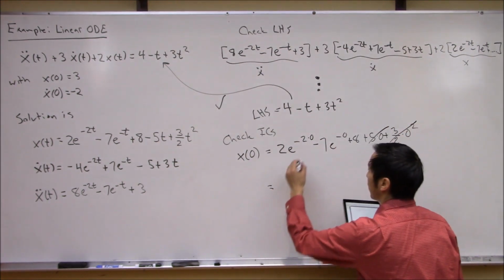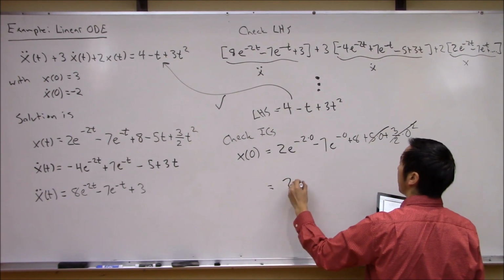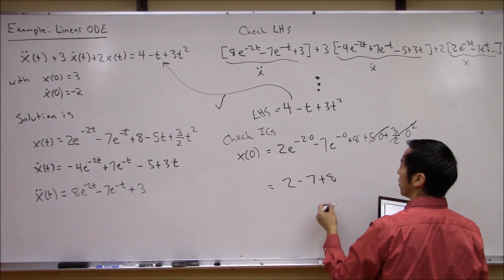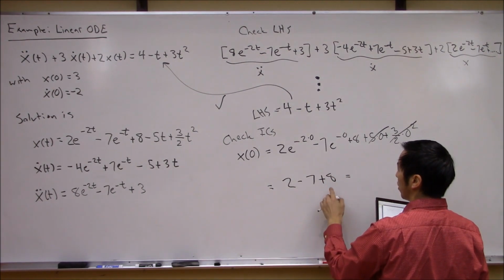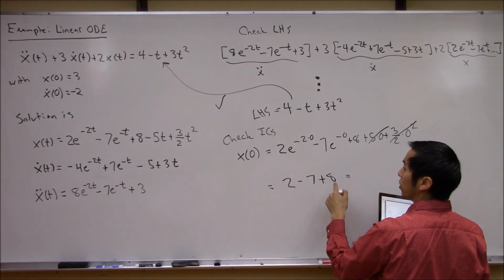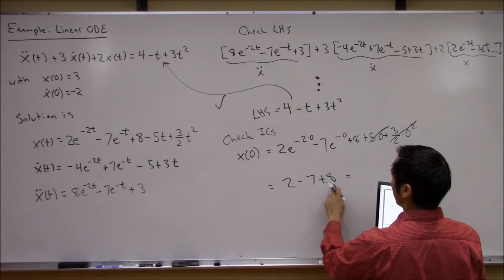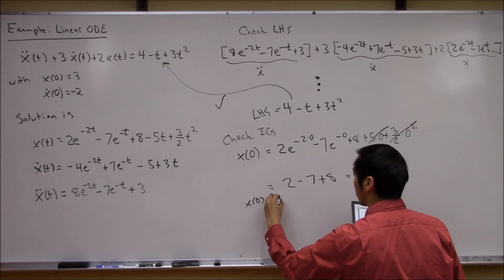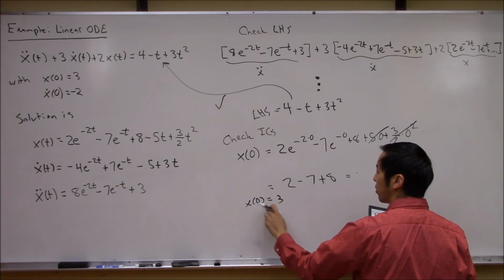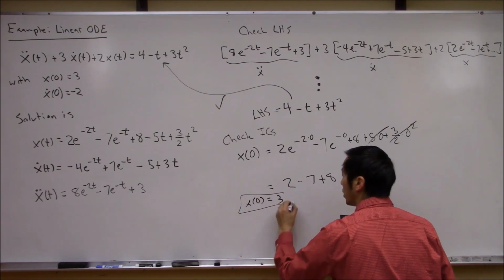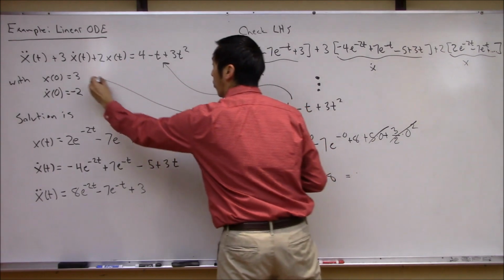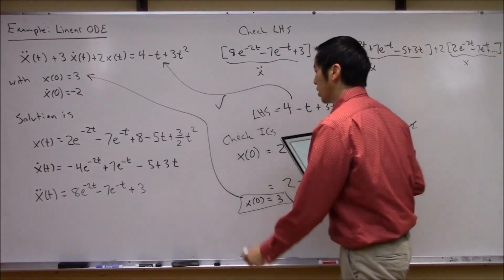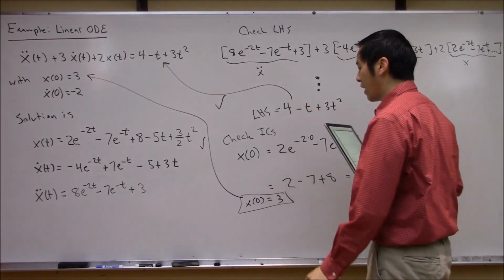Tell you what, let's just write this down here. So this is 2 minus 7 plus 8. What does that equal? 9. Did I do this wrong? Wait a second. No, this equals 3, right? So x of 0 is equal to 3. So the function at time equals 0 equals 3, which again matches up with our specified initial condition. So check mark, it satisfied that initial condition.